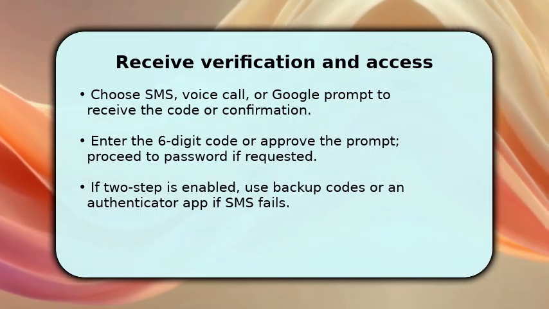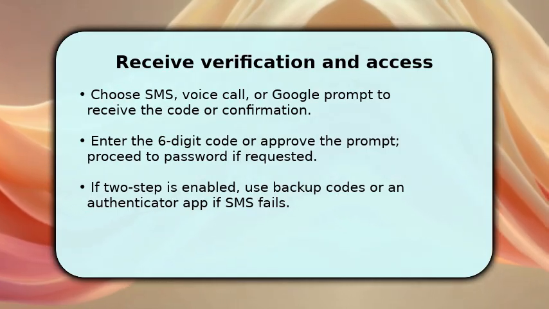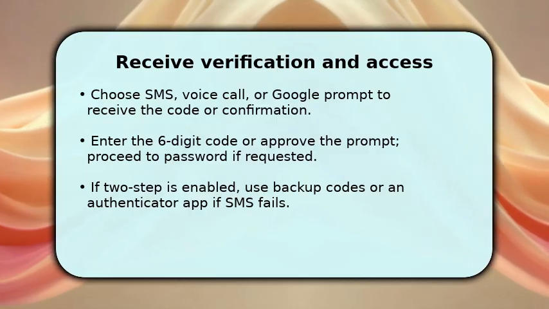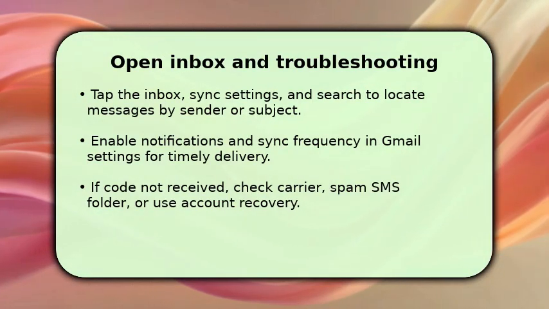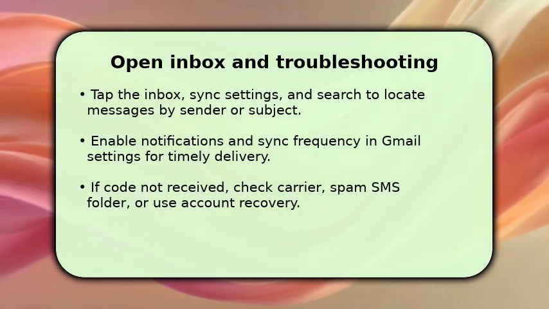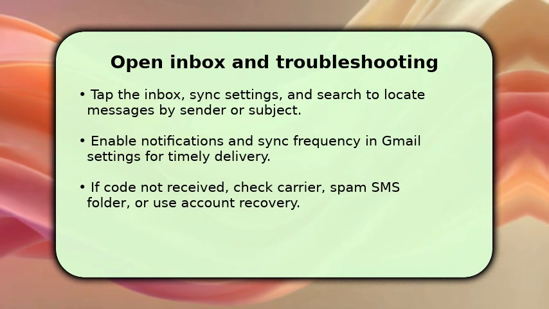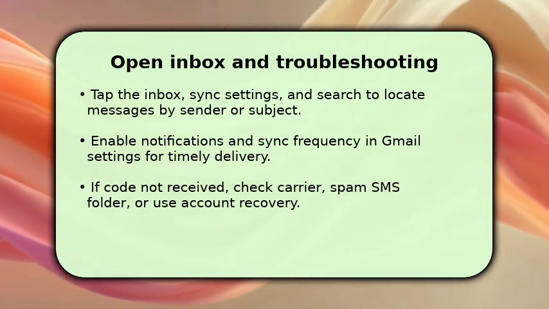Make sure to allow notifications or SMS access so the code is received promptly. This step ties ownership of the phone number to the account and grants access to the inbox. Once authenticated with your number, Gmail opens to your inbox where you can read, search, and manage mail. Make sure sync is enabled in settings so new messages appear. Adjust notification and sync frequency to suit you.